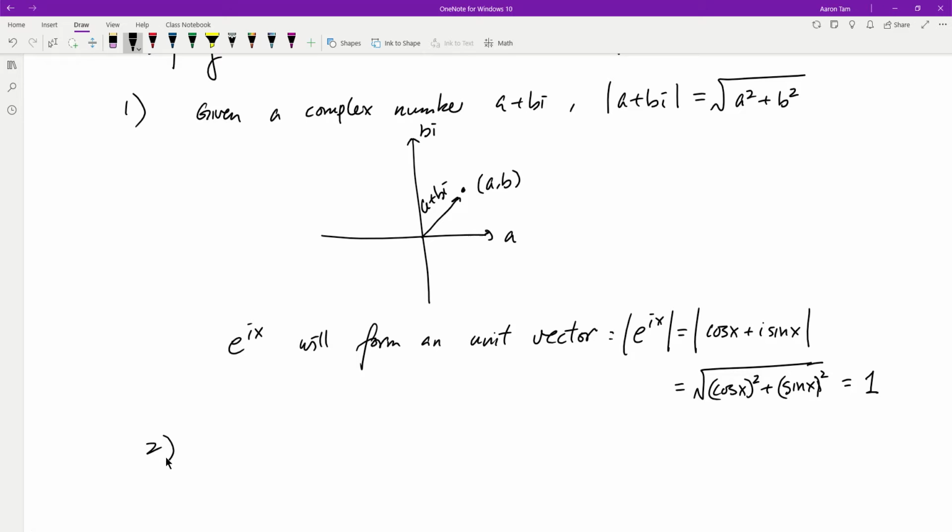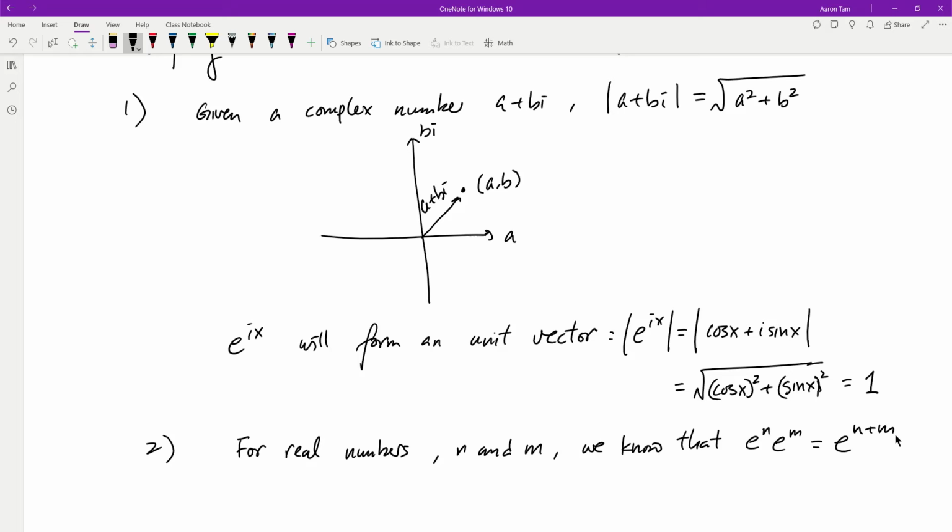Number 2. One of the important things about the exponential function is that it has several established properties that we know. So for real numbers, let's say n and m, we know that when I take e to the n multiplied by e to the m, that just becomes e to the n plus m. And that's what you probably remember learning in algebra, probably even in Algebra 1, when we first learned about exponents.